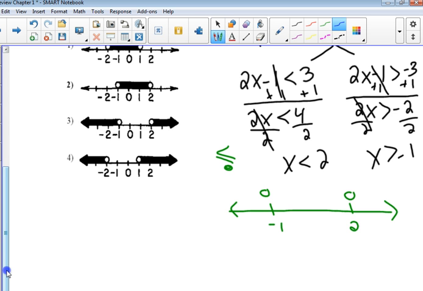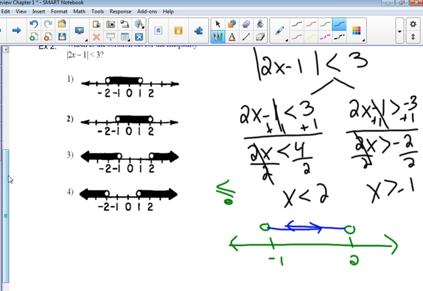So this one's saying x is less than 2 because it's not going to be chomped. So less than goes to the left. Okay, now this one, it is getting chomped, so you're going to go to the right. So we're going to see which one looks like that. 2. Yep, perfect. Good job.